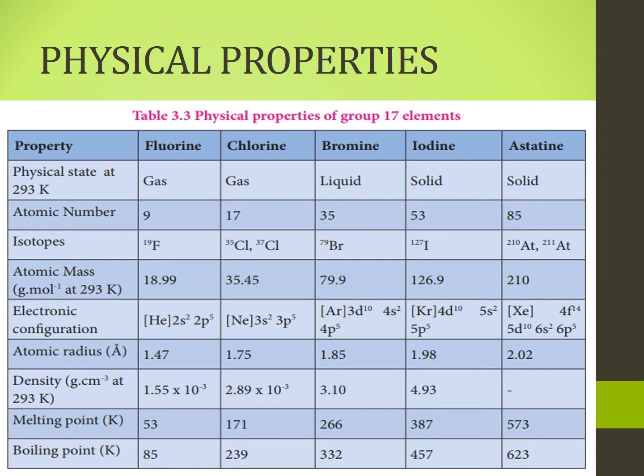Its physical state: fluorine is in gas form, chlorine is in gas form, bromine liquid form, iodine solid form, astatine solid form. Do you understand? Now the atomic numbers are given, isotopes, atomic mass, electronic configuration, atomic radius, density, melting point, boiling point. Everything is given.